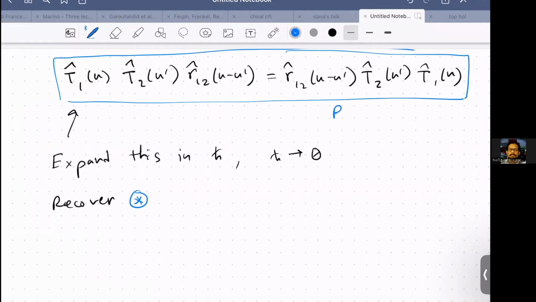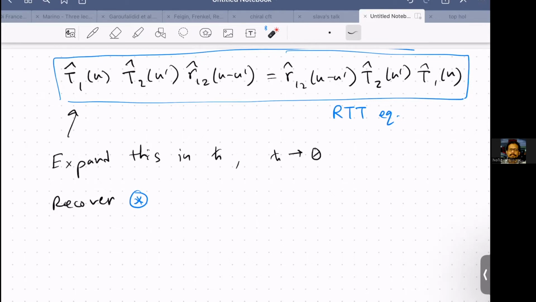It's called the RTT equation for a very obvious reason. Now, from here you can discuss integrable quantum field theories if you want. But I'm going to focus on something simpler and more specific, which are quantum integrable spin chains.